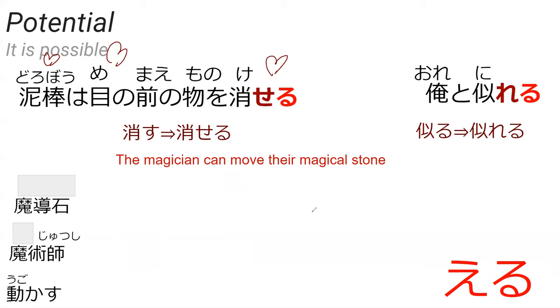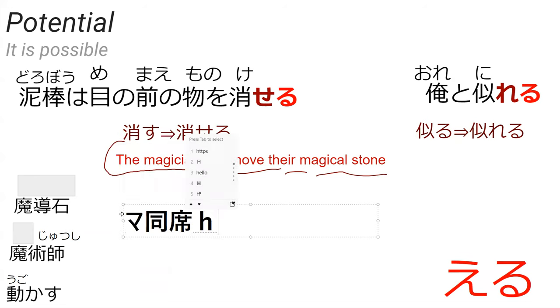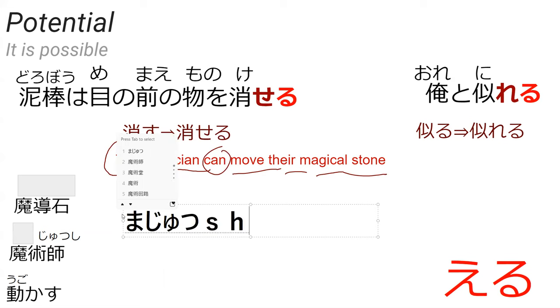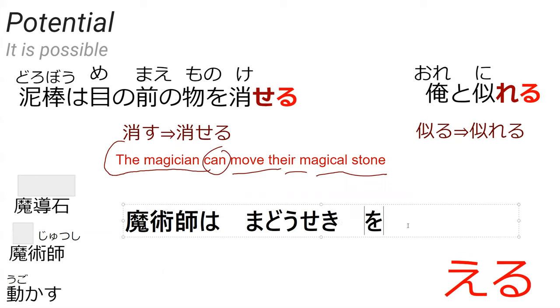Exactly. Perfect. So altogether, how would you say the magicians can move their magical stones? The magician can move the magic stone. So, majutsushi wa mado seki o ugokaseru. Perfect. To move, ugokaseru. Yep. Yeah, a weird sentence, but good for practicing. Magician can move the magic stone.